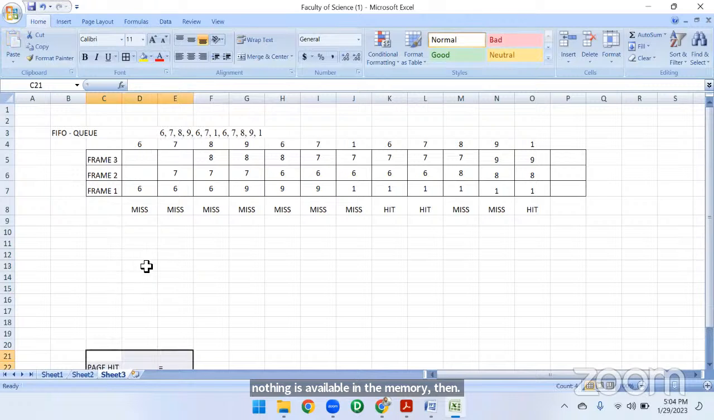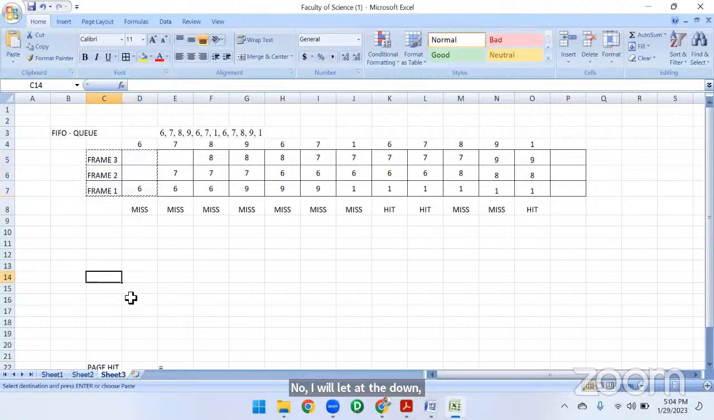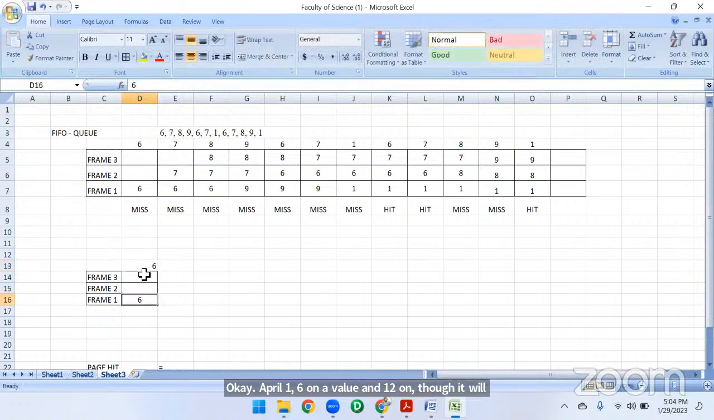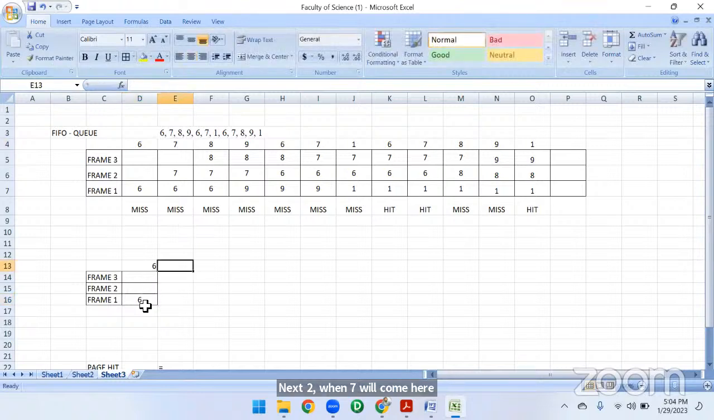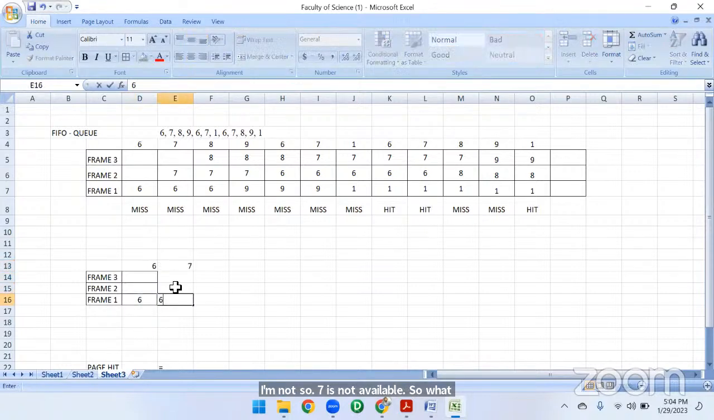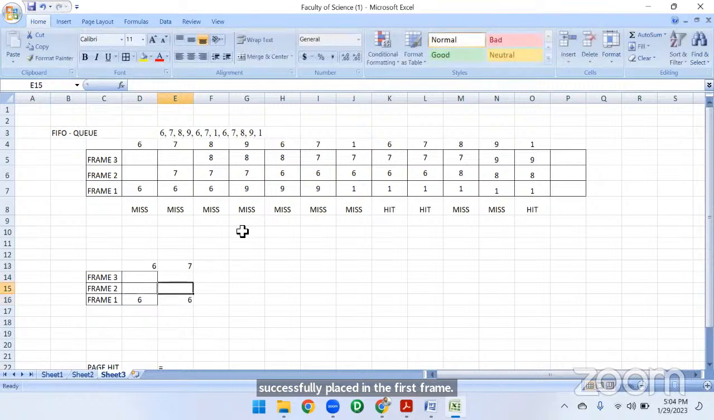Yeah, so whenever 6 comes, okay, whenever the value 6 enters, it will check whether 6 is available in the memory or not. If it is not available, it will check which frame is free. Okay, is a frame in the queue free or not? All frames are free, so it went into 1. Once, 6 went into 1. Next, when 7 comes here, it will check whether 7 is available in the memory or not. So 7 is not available. So what we will do, already 6 is placed in the first frame. In the first line 6 is there, 7 goes and stays in the second line.